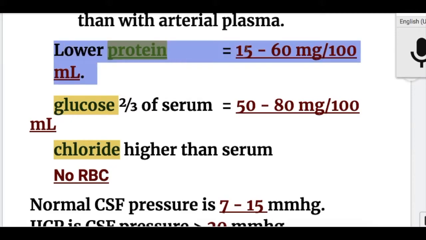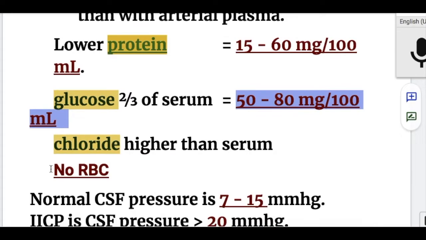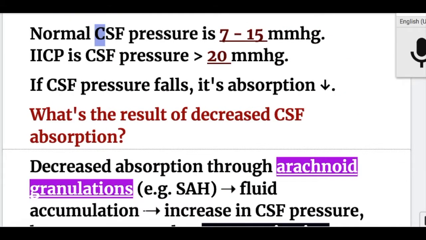Now proteins are lower in CSF. They are 15 to 60 milligram per 100 ml, and glucose in the CSF is 2/3 of serum glucose, which is 50 to 80 milligram per 100 ml, and chloride is also higher than the serum, and there are no RBCs in the CSF. As I earlier mentioned, CSF pressure is on average 7 to 15 millimeters of mercury, and more than 20 is increased intracranial pressure.